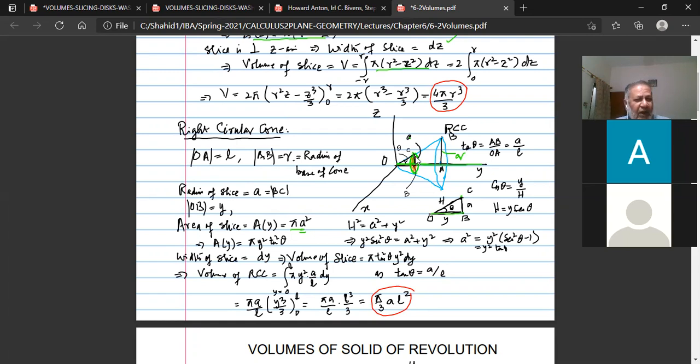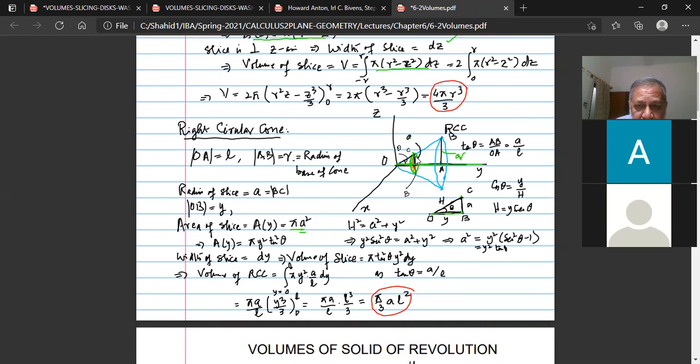Yes, we are not free in the choice of slices. We have to make slices in such a way that the area of the slice can be represented as a single variable, whether it is x or y, a single variable, in this technique that we are discussing.